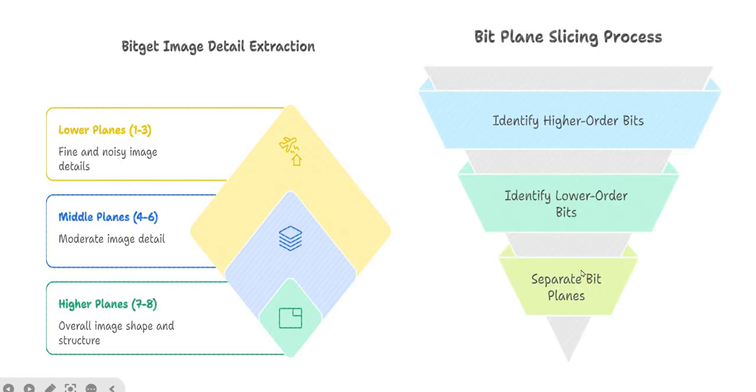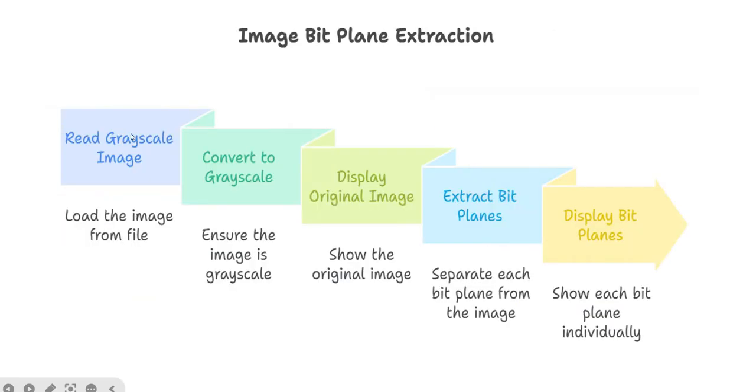So what we have to do here is, first we need to separate each of the bit planes, then identify the lower order bits and then the higher order bits. Actually we have separated this into 3 types, but here we will identify the lower order bits and the higher order bits. This is the flow of the program.